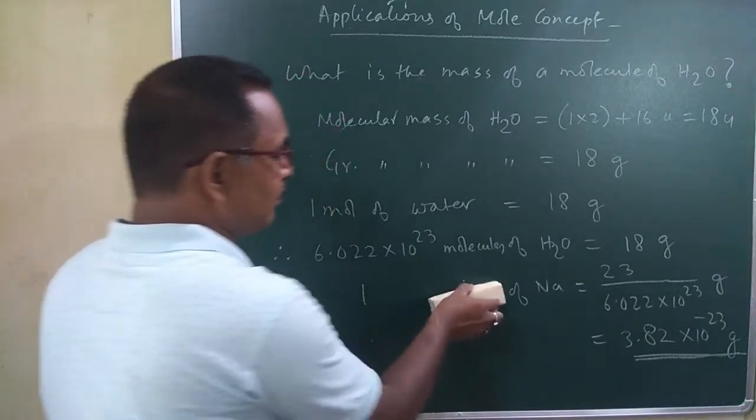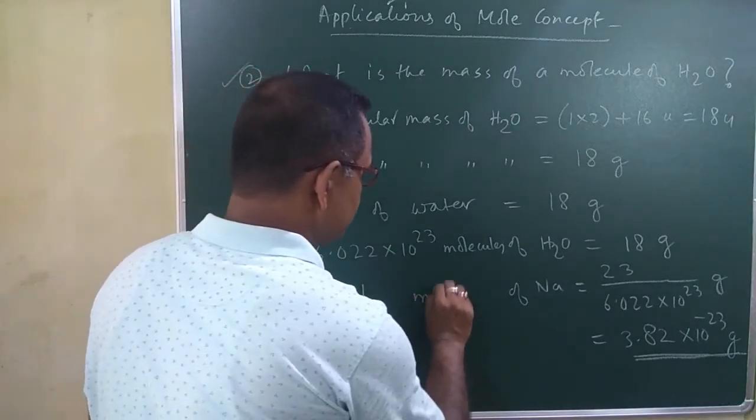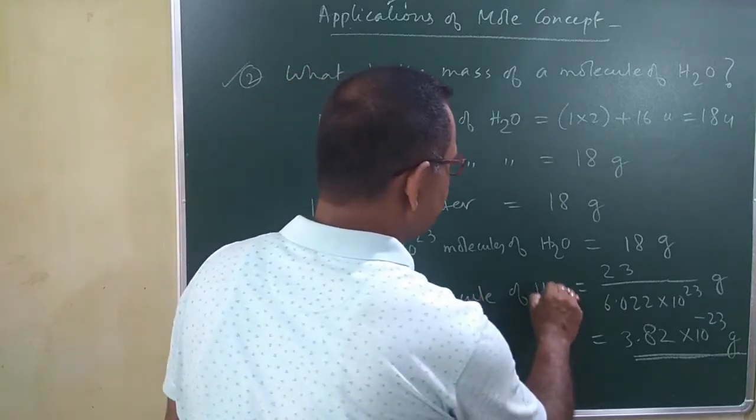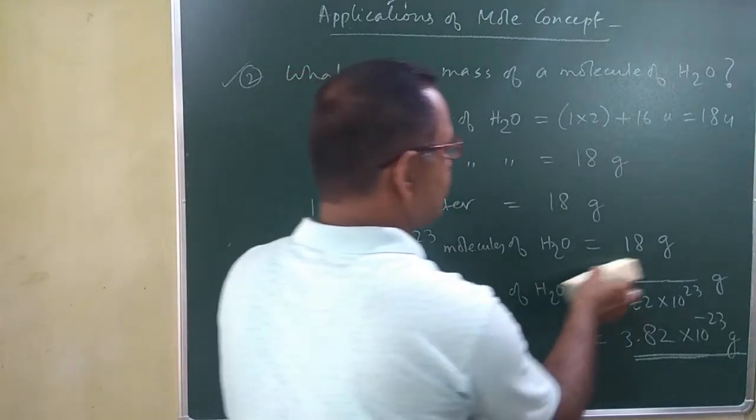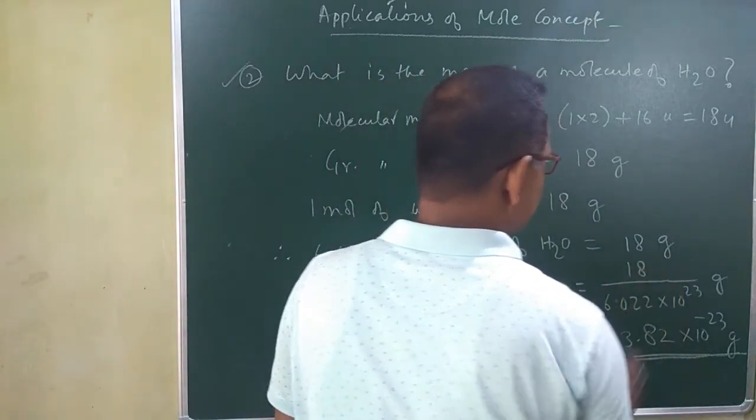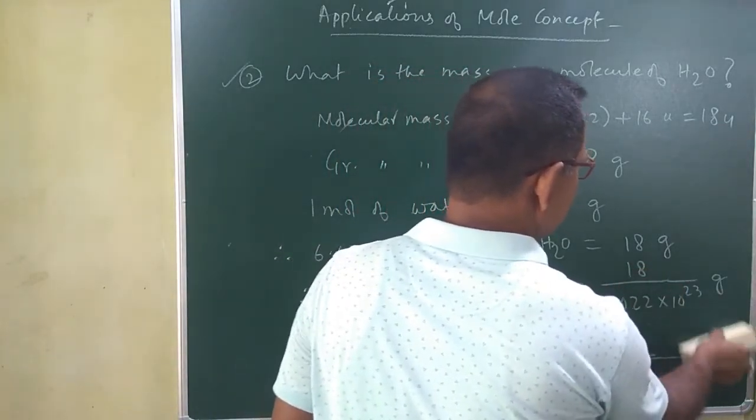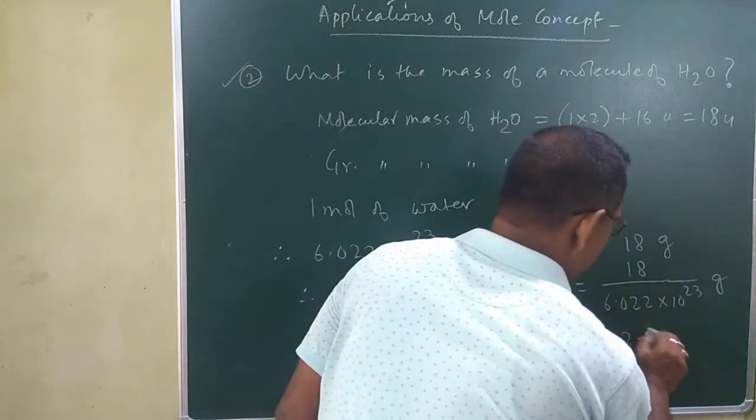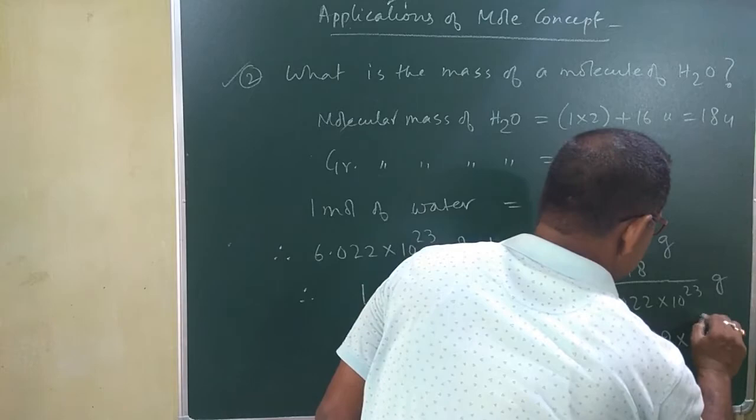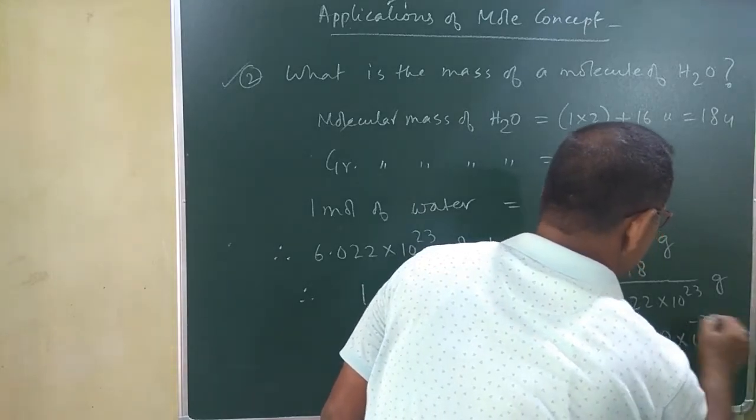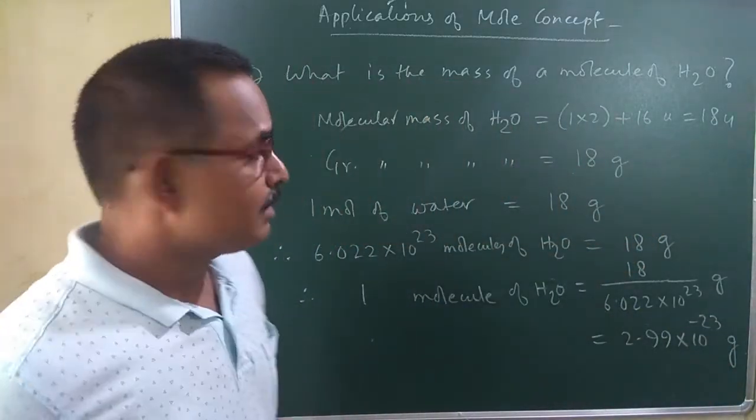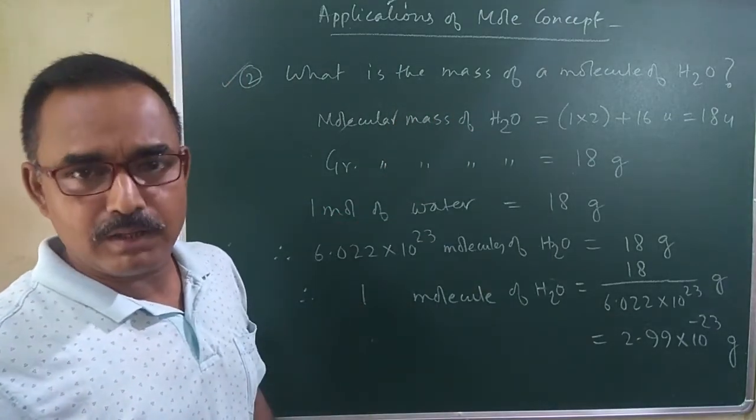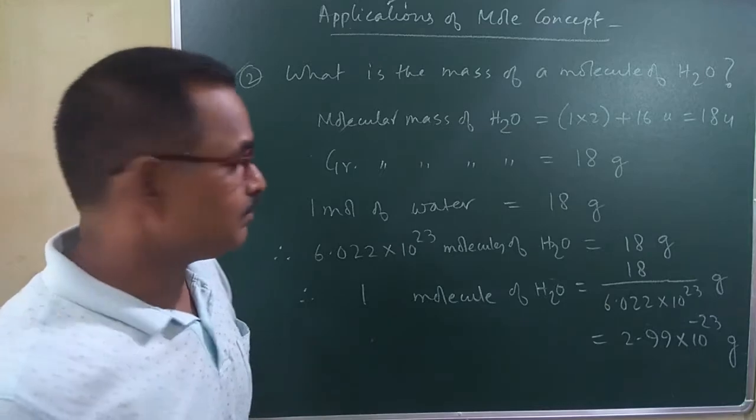So the mass of 1 molecule of H2O would be 18 divided by 6.022 times 10 to the power 23. This will be 2.99 times 10 to the power minus 23 gram. Okay. So in this way, you can find out the mass of one molecule of a substance by using the mole concept.